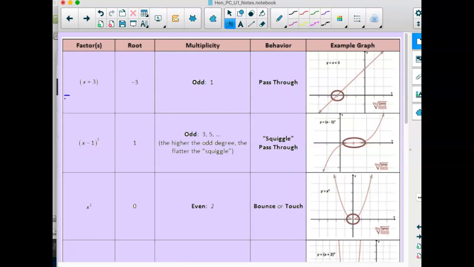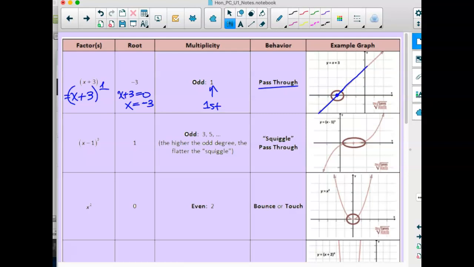This is x plus 3 to the first power. You're going to have a root at negative 3, because if you have this equal to 0, x would have to be negative 3. It's odd. That means it's a first power, first degree, you would say. And the behavior of the graph is that it just strictly passes through the x-axis. It starts at the bottom, crosses at a single point, and goes through.